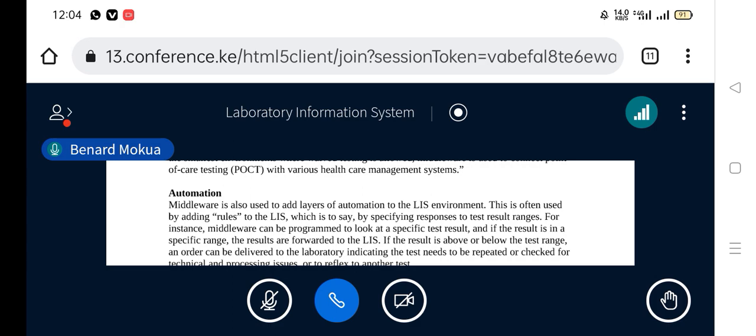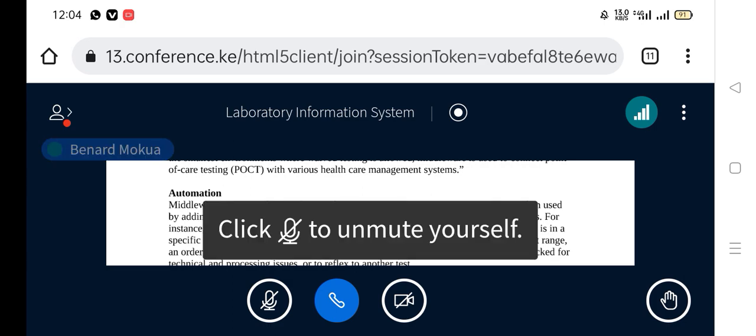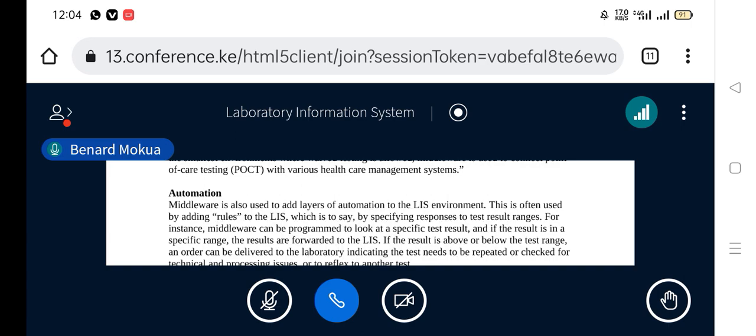There are so many softwares which ride on other softwares. Why should they ride on other softwares? To give that extra. If we ride on the LIS, the LIS would have that extra capability of linking to the analyzers, so that you are able to access some service.